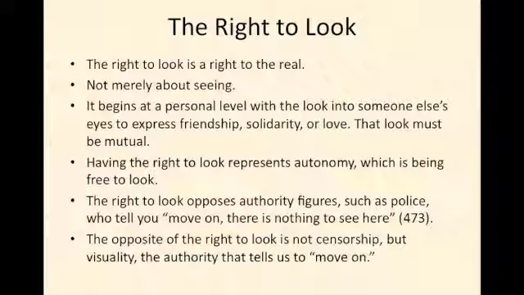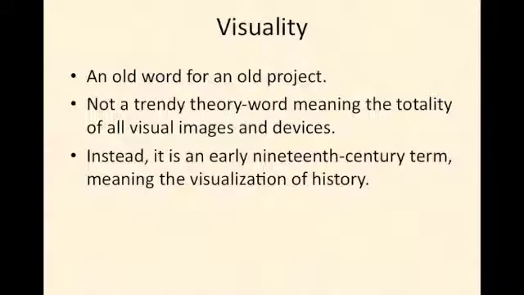He discusses how having the right to look represents autonomy, which is being free to look, and the right to look opposes authority figures such as police who tell you to move on, there's nothing to see here, even though we both know that's a lie because there is something to see. And the opposite of the right to look is not censorship, he says, but visuality, which is the authority that tells us to move on.